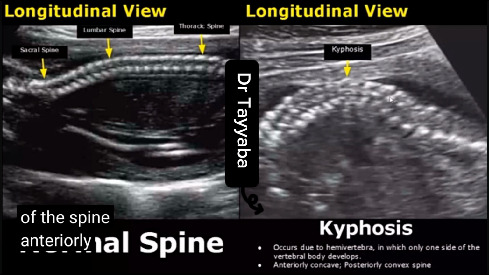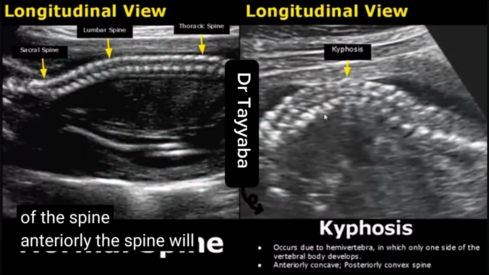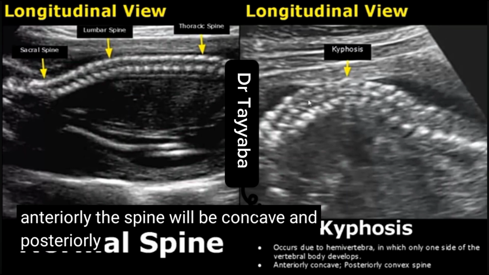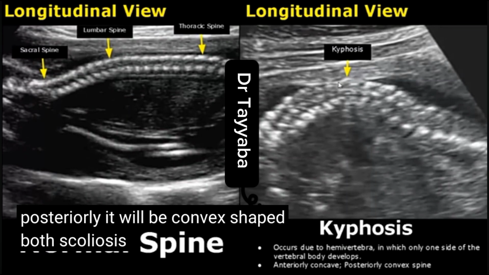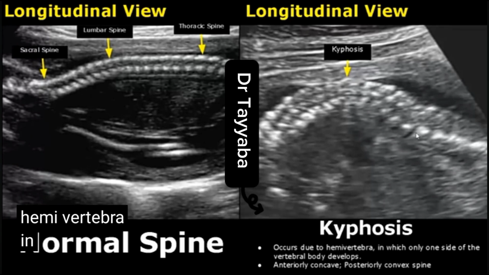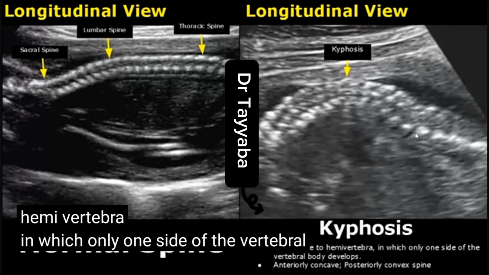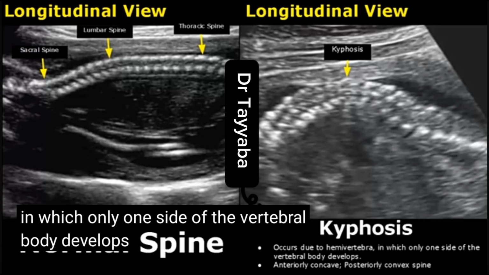In kyphosis, there is abnormal rounding of the spine anteriorly. The spine will be concave anteriorly and posteriorly it will be convex shaped. Both scoliosis and kyphosis occur due to hemivertebra, in which only one side of the vertebral body develops.